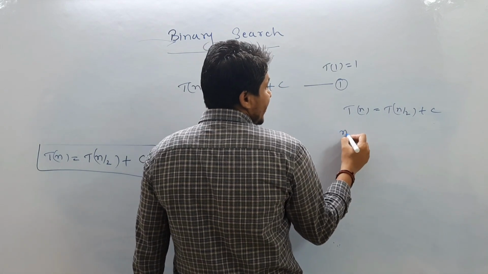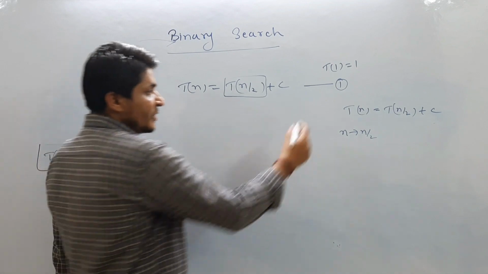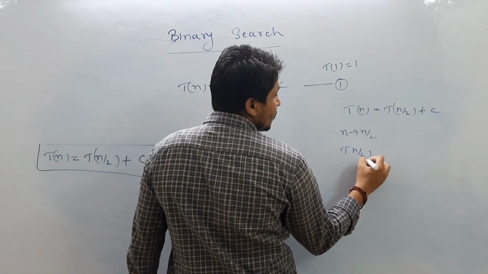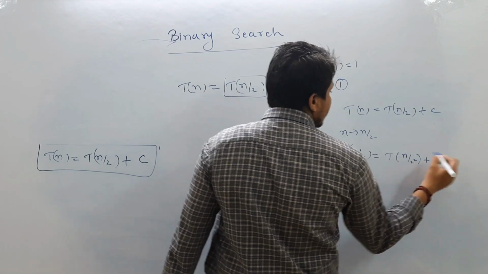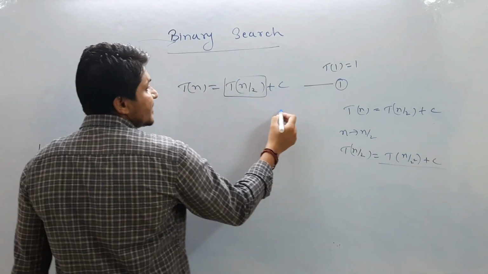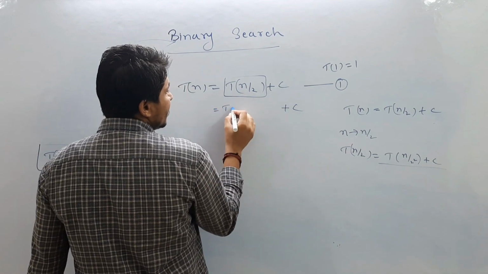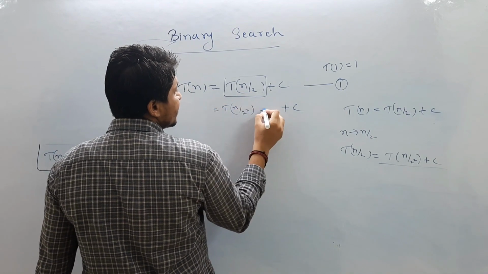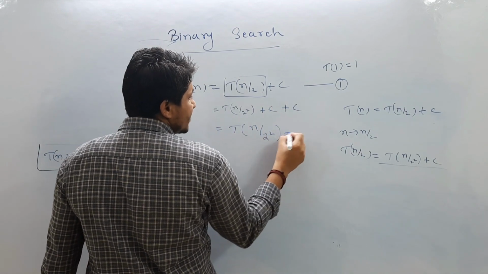In equation number 1, if I replace n by n/2, then I can find the value of T(n/2). So if you try to solve, it is going to be T(n/2) = T(n/2^2) + c. So let us replace this value. Now plus c is already there. You are simply replacing this value, so it is going to be T(n/2^2) + c. So it is going to be T(n/2^2) + 2c.